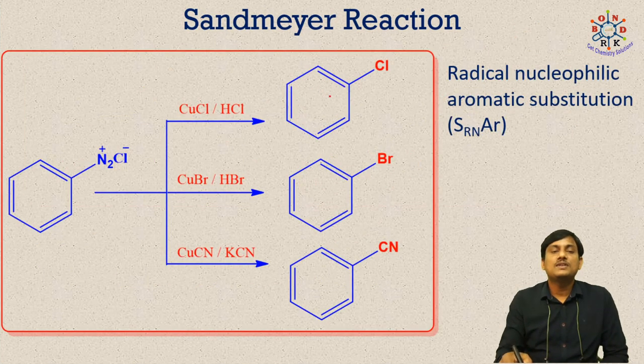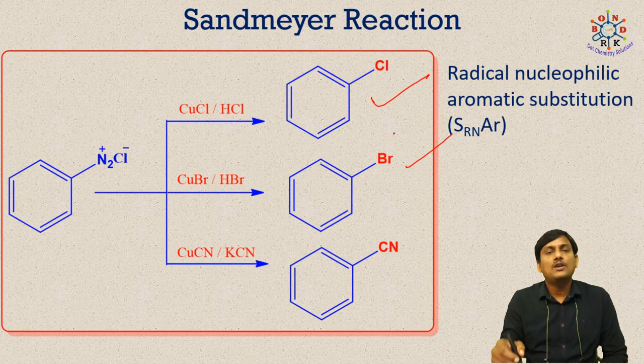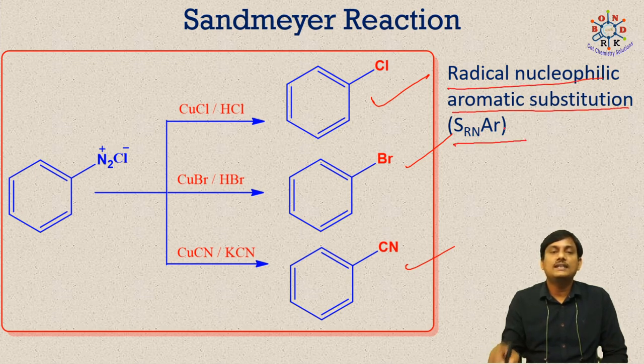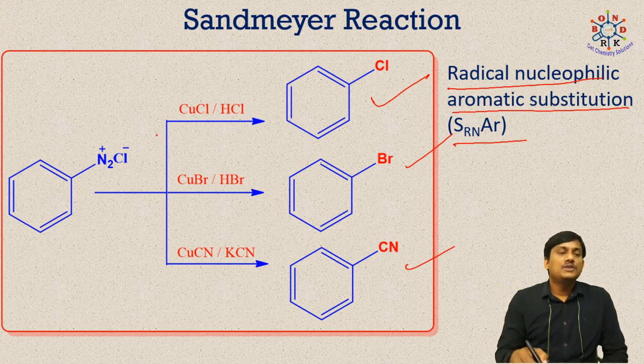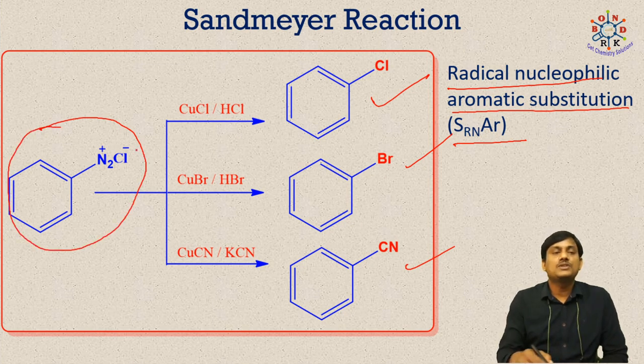Sandmeyer reaction, this one is very, very important for the preparation of aryl halides such as aryl chloride, aryl bromide, and also you can prepare aryl cyanides. The reaction follows the radical nucleophilic aromatic substitution, SRNAr mechanism. In this reaction, there is the use of benzene diazonium chloride, diazonium salts. When you treat diazonium salts with cuprous chloride in HCl, there is a formation of chlorobenzene. When you treat benzene diazonium chloride with cuprous bromide in HBr, there is a formation of bromobenzene. When you treat with CuCN in potassium cyanide, there is a formation of cyanobenzene.